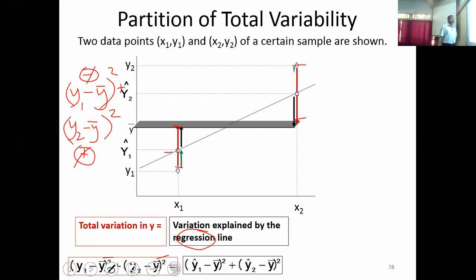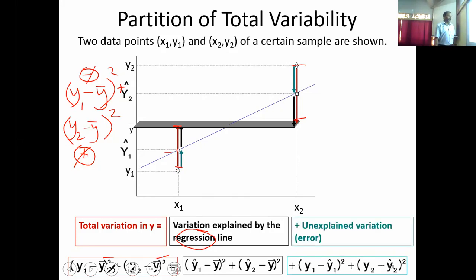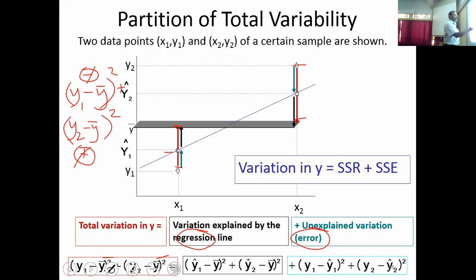The third one, the green color deviation, is the last component, which is called the unexplained variable or the error term. So basically, the total variation in y can be partitioned into sums of square of regression, SSR, plus sums of square of error. Right?